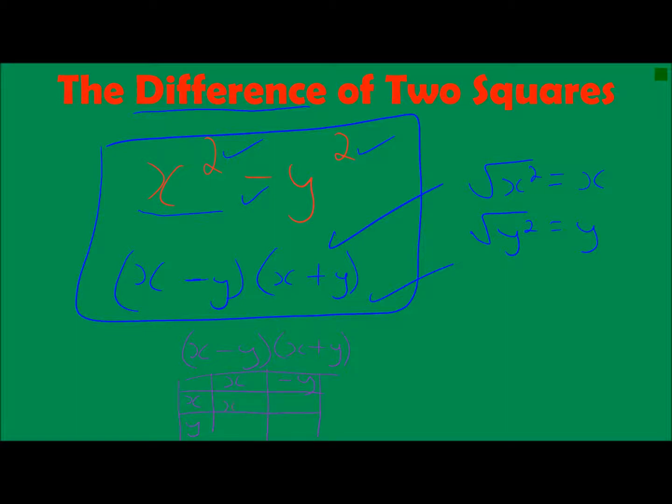Okay, x by x is x squared. x by minus y is minus xy. x by y is xy, and minus y by y is minus y squared. And on the left, that gives us x squared minus xy plus xy, minus y squared minus xy and plus xy. Minus something plus the same thing will give you zero. So I'm left with x squared minus y squared, back to what we had at the start. Proof. That difference of two squares works.